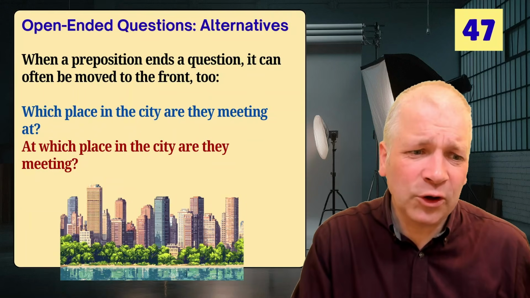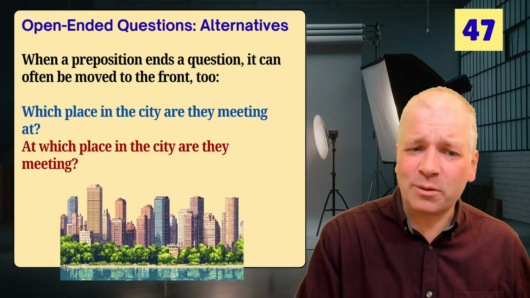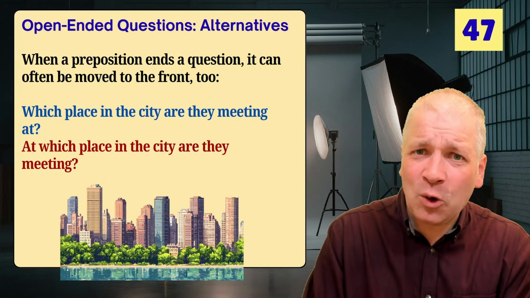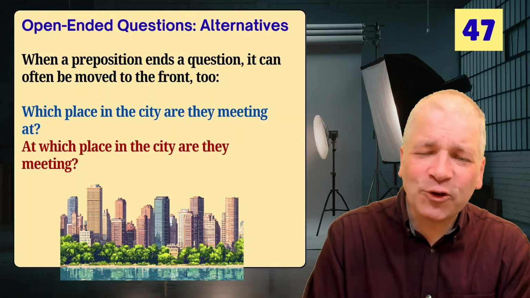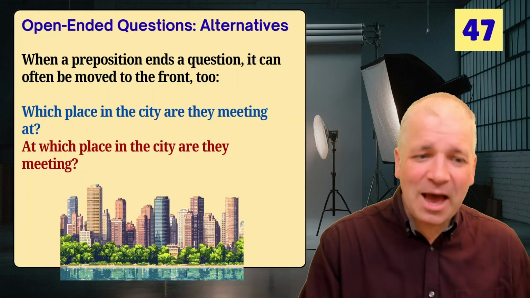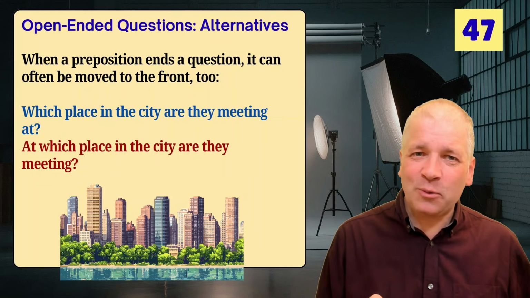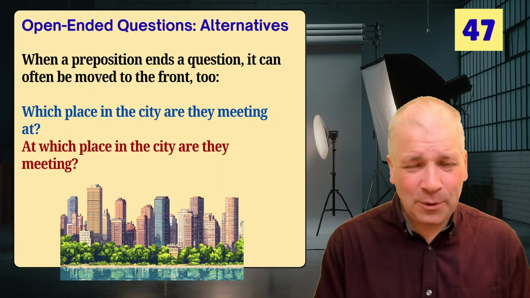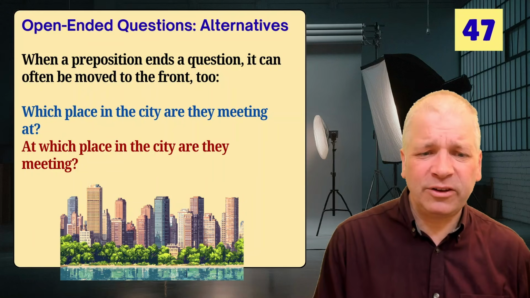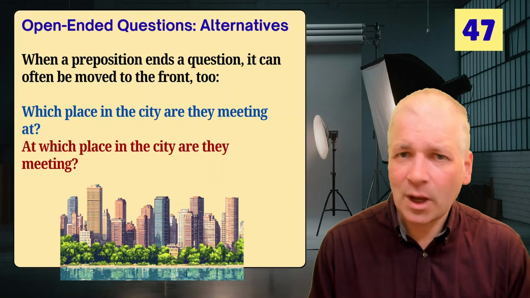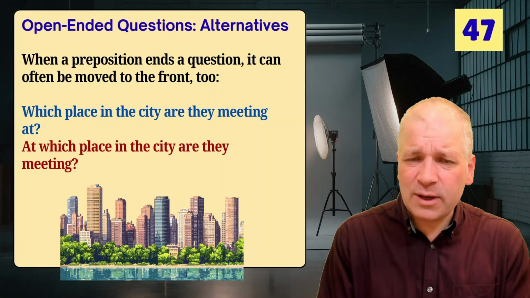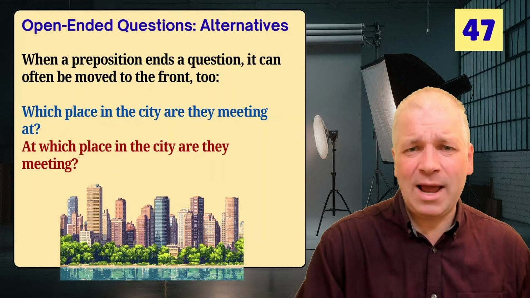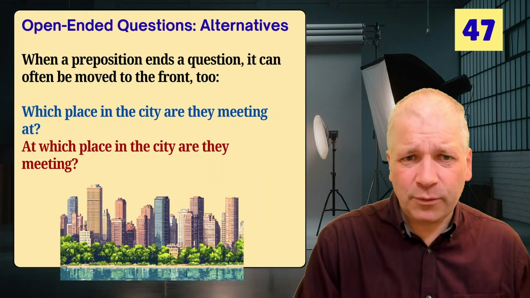Now to look at some alternatives when we look at open-ended questions. Let's look at prepositions. When a preposition ends a question, it can often be moved to the front too. Compare these questions which are to do with a city. The first one is a standard question with a WH word at the beginning. Which place in the city are they meeting at? We could alter that and say this instead. At which place in the city are they meeting? It's completely correct, and I've moved the preposition to the front.